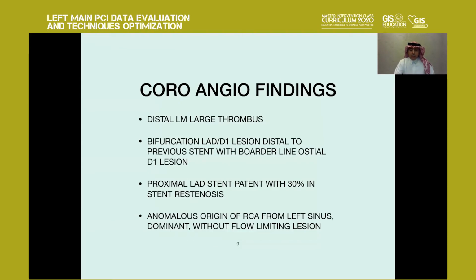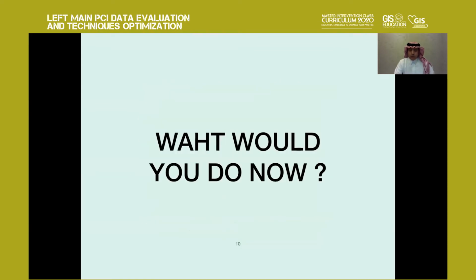So to summarize, here's the patient with the distal left main disease, thrombotic disease, bifurcational LAD lesion. The stent itself had probably 30% in-stent restenosis, and this anomalous origin of the RCA. What would you do now?